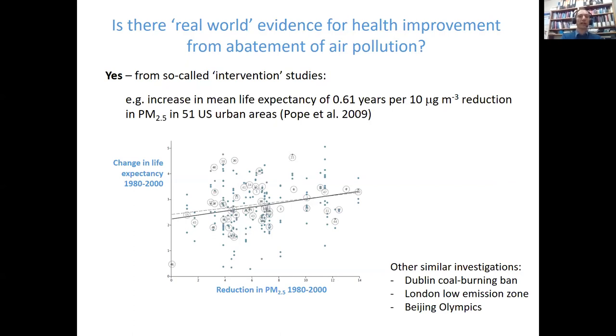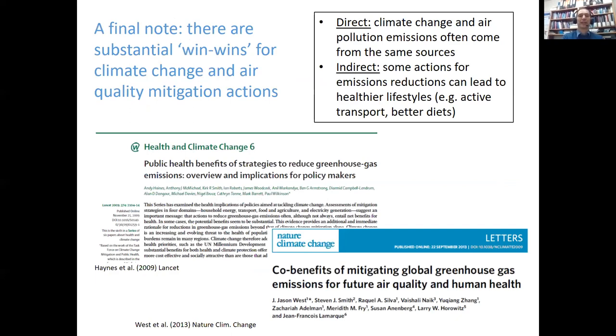So my final slide is also to be positive here, and show that there are substantial win-wins when we're talking about air pollution and also about climate change emissions, which of course is a huge issue in our era. There are direct win-win situations because the sources of climate change pollutants, CO2 in particular, and air pollution emissions are essentially the same: combustion, transport combustion, domestic combustion, industrial combustion for power generation, and so on. So if we can have more efficient processes, or we use less energy, we travel less, then we're going to reduce not just the climate change emissions, we're going to reduce the air pollution emissions as well.